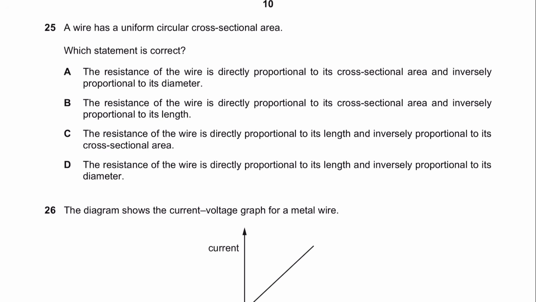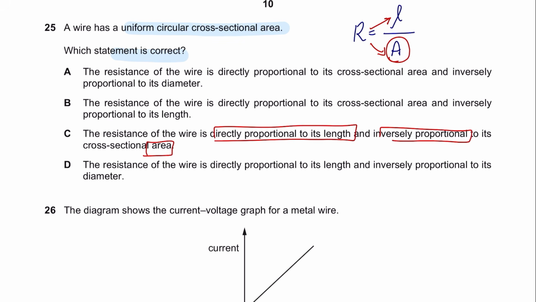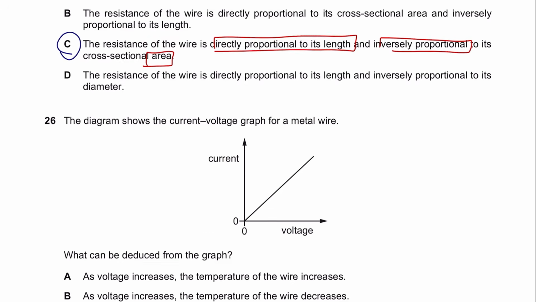Question 25. A wire has a uniform circular cross-sectional area. Which statement is correct? The resistance of a wire can only be affected by its length and area. It is directly proportional to length and inversely proportional to the cross-sectional area. So the answer here is C.